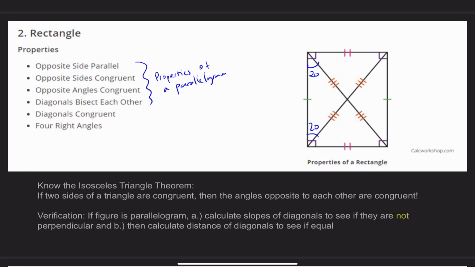Okay? Because remember, these diagonals here, they are not perpendicular, but if the diagonals are congruent, then it's a rectangle. Okay? So that's how you verify, that's how you calculate or prove something is a rectangle. Okay? Let's go ahead and take a look at number three.